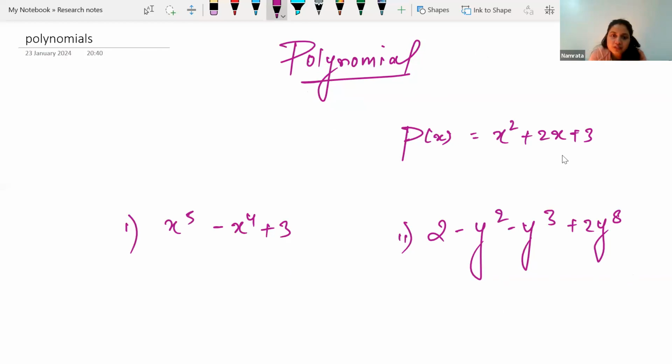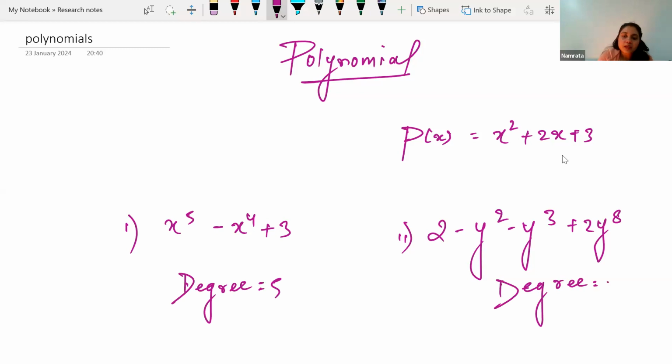You said 5 for the first one, and for the second one, 8. 8, right? So the highest power of the variable, that is called the degree of the polynomial. And yes, here for the first one, the degree of the polynomial is 5. And for the second one, the degree of this polynomial is 8.